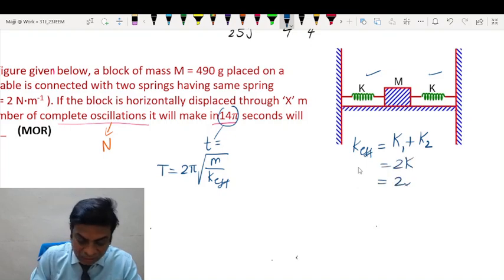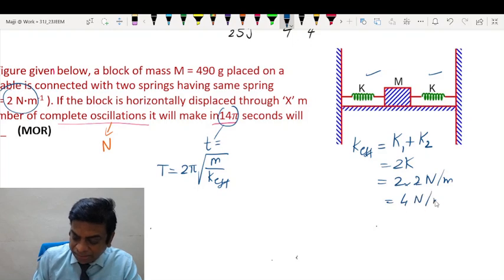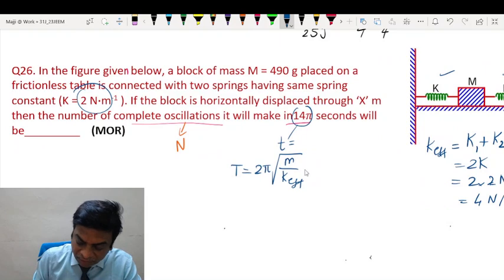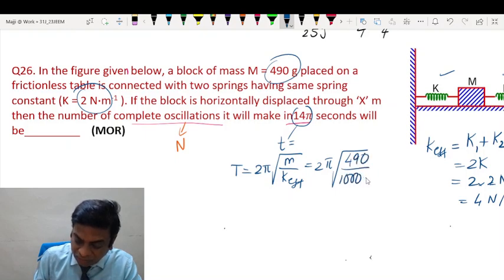K is given as 2 Newton per meter. So 2 into 2 Newton per meter, we have 4 Newton per meter. Okay, so let us calculate this. So 2 pi under root, mass is 490 gram. Remember, we have to proceed in SI units, so I am dividing by 1000 to convert it into kilogram, and k effective is 4. We will cancel 10 here, and we are left with 2 pi.